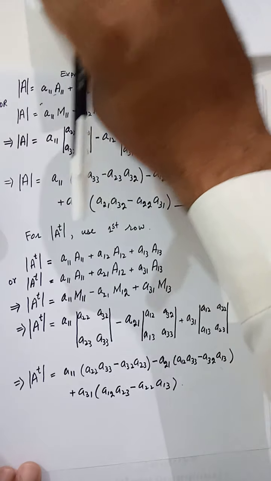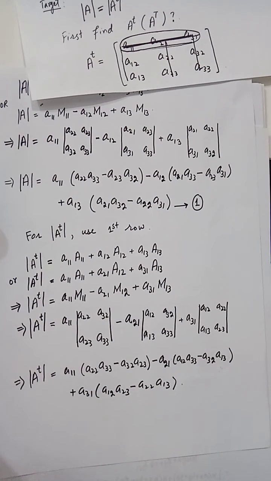Okay, so this is the determinant of the matrix A transpose. Now if you compare the determinant of the matrix A and the determinant of the matrix A transpose, you see that both of them are equal.